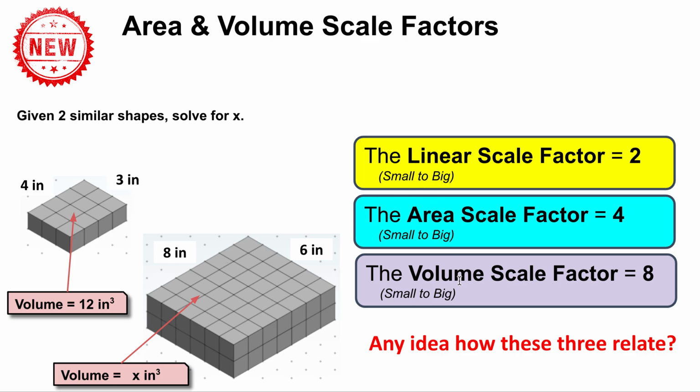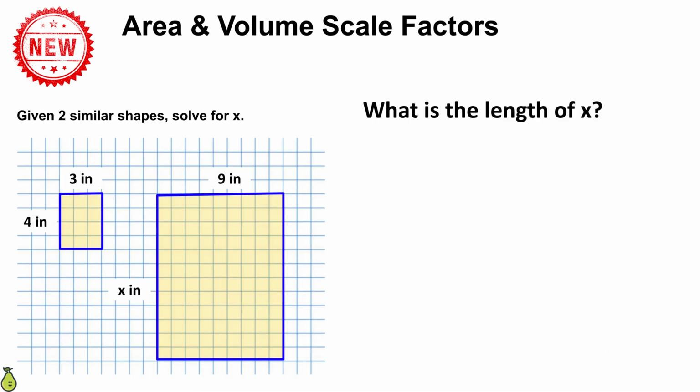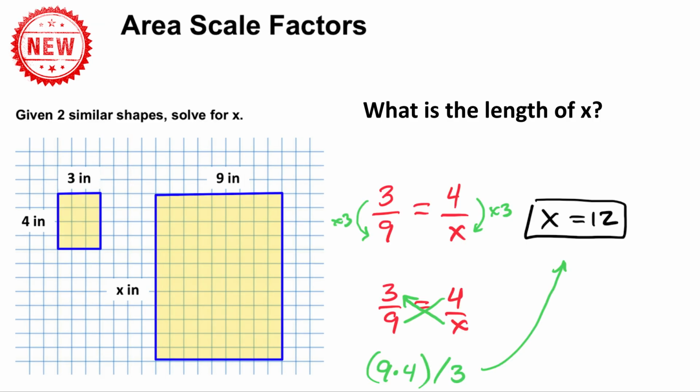Hopefully, eventually, you will find the relationship of how you get from a linear to an area and how you get from a linear to a volume. Here's the next one. Another shape, but it's now got a scale factor of 3. You'll notice that everything in there is 3 times larger. So if I've got 3 getting multiplied by 3 to get 9, then you multiply 4 by 3 to get 12. So that means this is 9 by 12.